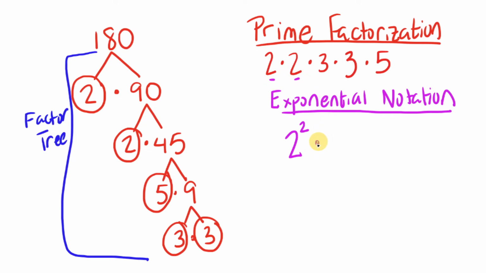Then I'll write times 3, because that's the next number I'm multiplying. And how many 3s am I multiplying? Well, I've got 1, 2, 3s here, so I'll write to the second power again. The exponent here is 2, because I'm multiplying the number 3 2 times. And then times 5. We don't have to use an exponent here because there's only one 5. And we're done. This is our prime factorization, and this here is our prime factorization using exponential notation.